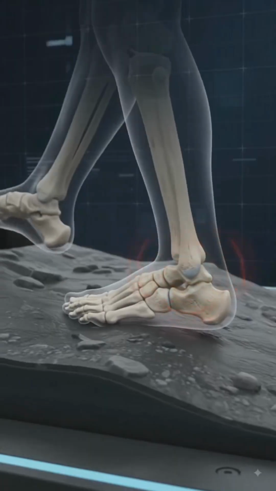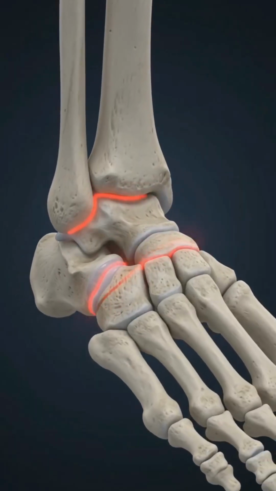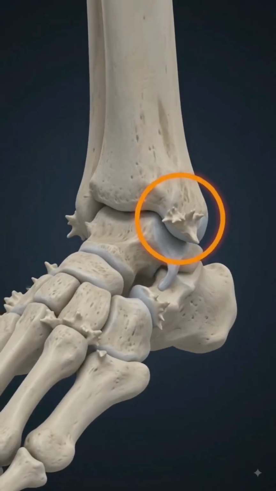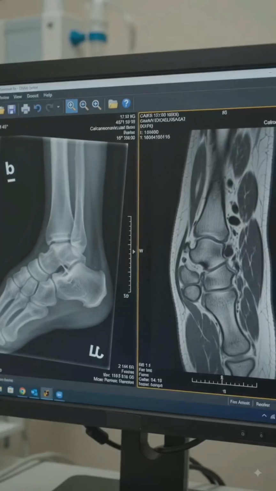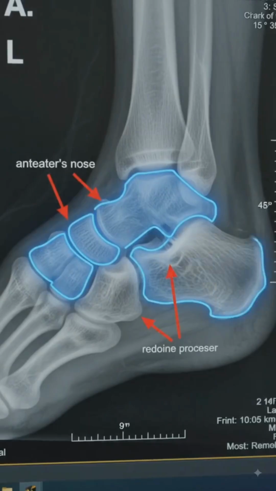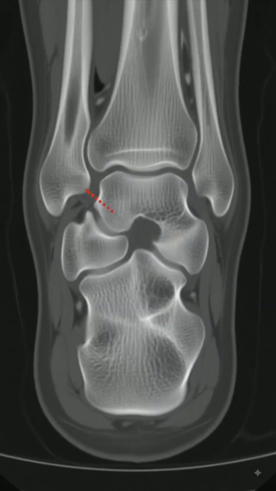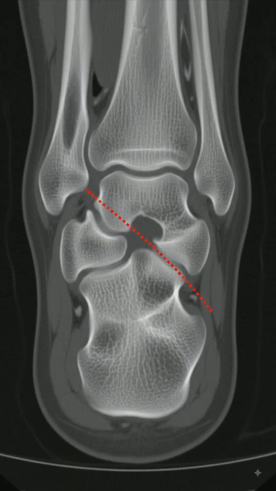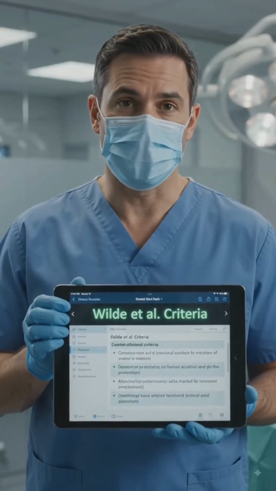The normal 10 degrees of internal subtalar rotation is lost. This loss of movement places excessive stress on adjacent joints, leading to talar beaking. To compensate, imaging reveals the anteater nose sign, a key sign of calcaneal coalition. Lateral radiographs display the C sign. Coronal CT shows the drunken waiter sign. If conservative measures fail, we use the Wilde criteria for surgery.